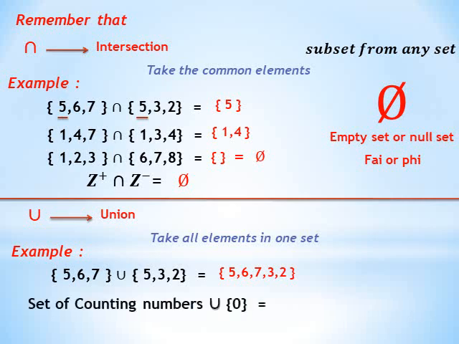Yes, wonderful. Set of counting numbers union 0. I will take all of them in one set. Counting numbers means 1, 2, 3, 4, 5, and so on. So I will add 0 to it. It will be 0, 1, 2, 3, and so on. That means natural numbers. Okay, wonderful. You can write it in two ways: you can write 0, 1, 2, 3, and so on, or you can write natural numbers. Don't forget that. It's your choice.